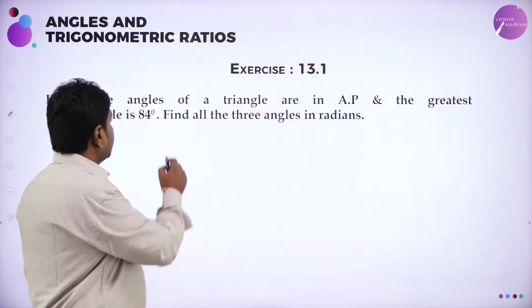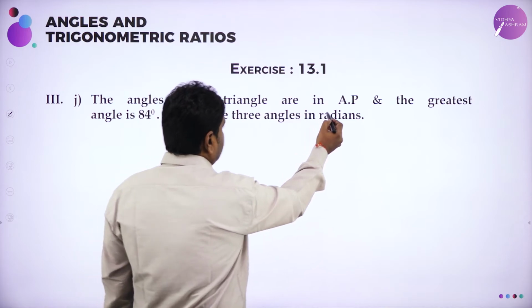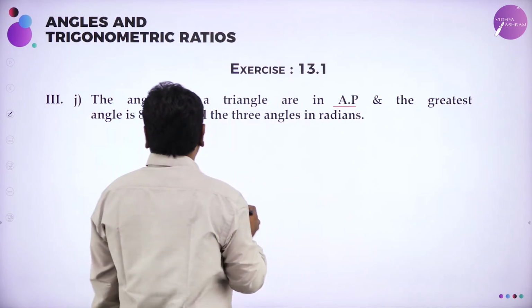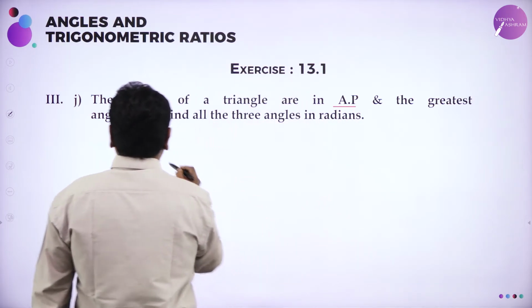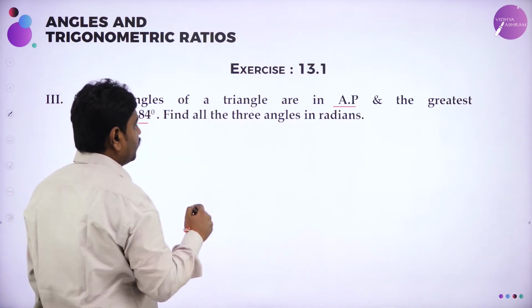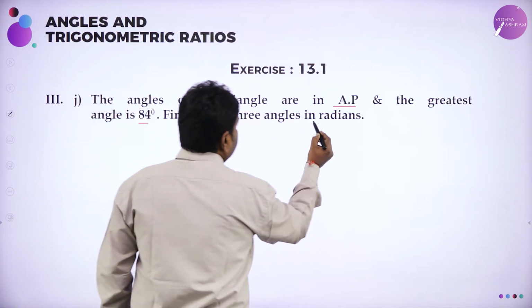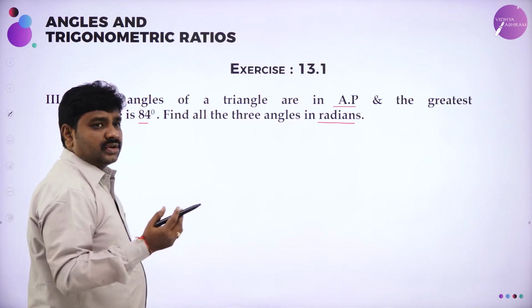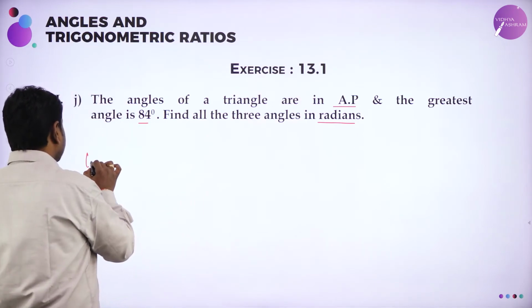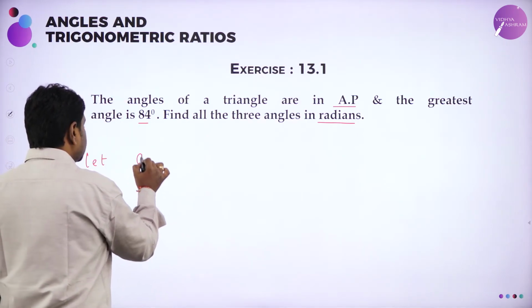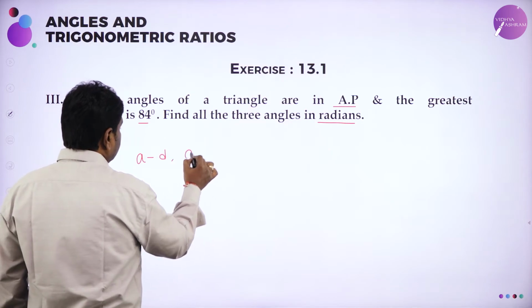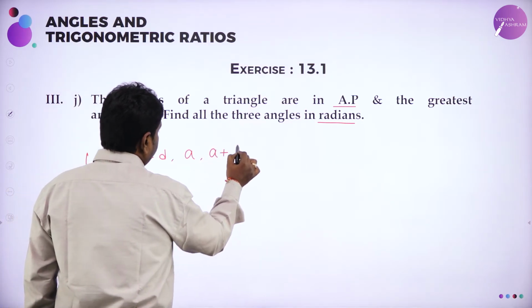Then the angles of a triangle are in AP. Again they told they are in AP, and the greatest angle is 84. The greatest angle is also given. Find the 3 angles in radians is the question. So now let us assume the angles in AP. Let A minus D, A, A plus D be the angles.